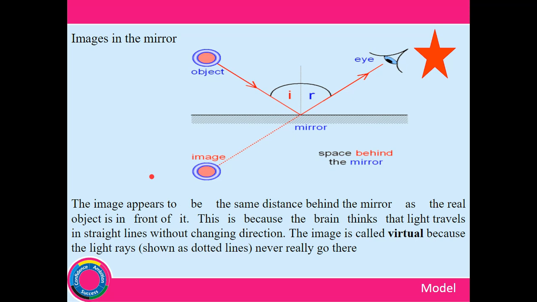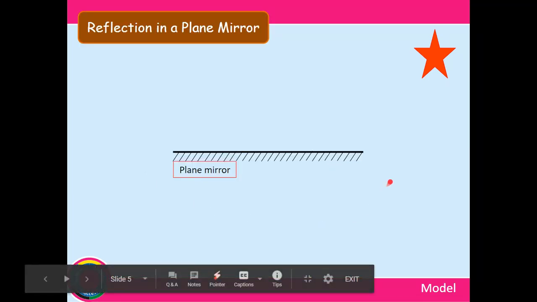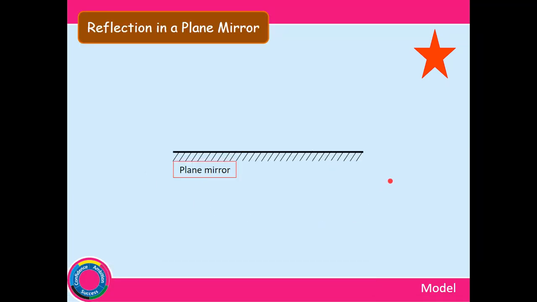Okay, let's move on then. Now we're going to have a look at reflection in a plane mirror. So here we have a plane mirror, and this is usually the symbol for a plane mirror: a dark line and then a little hatching behind it.